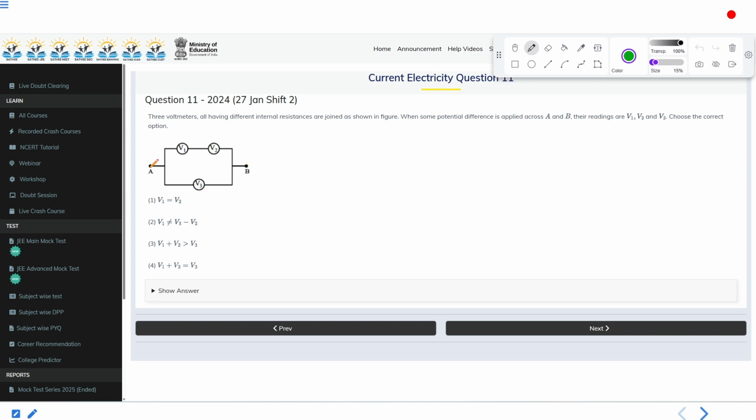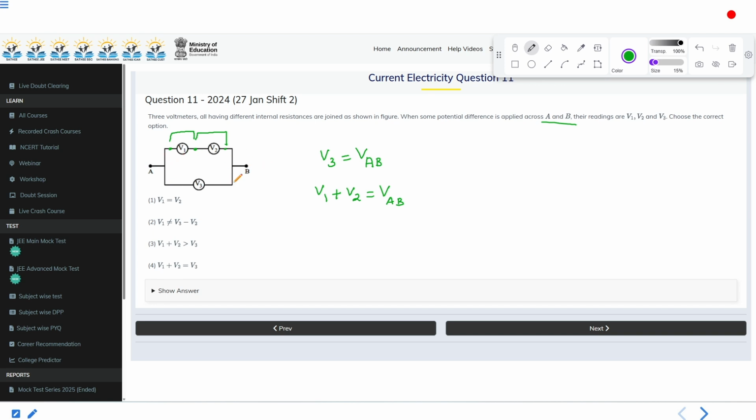Okay, this V3 will measure the entire potential difference across A and B. So this V3 will measure the VAB that we are creating, the potential difference across A and B. But the potential differences across this V1 and this V2, these voltmeters will measure different potentials according to their internal resistances, but the sum of these potential differences will be equal to VAB, the total potential difference across A and B.